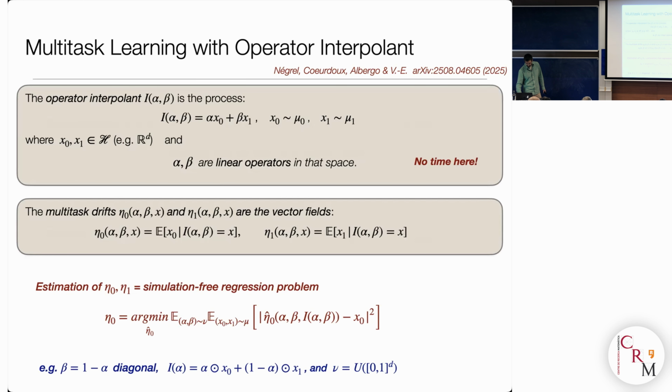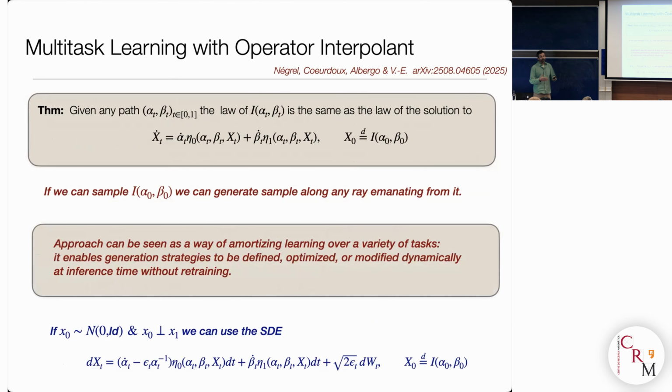And then if you have learned these drifts, you have in a way universal access to a universal generative model, because now a posteriori you can take any path in your operator space, and you can do generation along that ray or that path. So for example, if you take any path like this, the law of the interpolant along that path is the same as the law of the solution of this ODE. This is again just the chain rule. Whereas you need to be able to sample the initial value. So for example, this would be noise, okay? And then you can propagate.